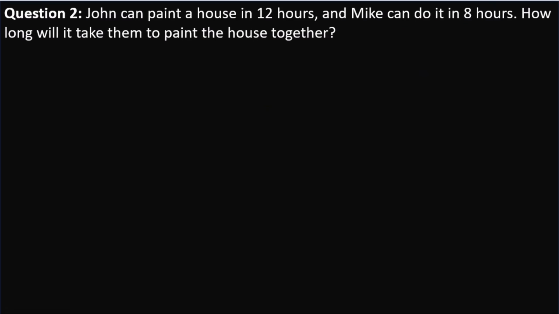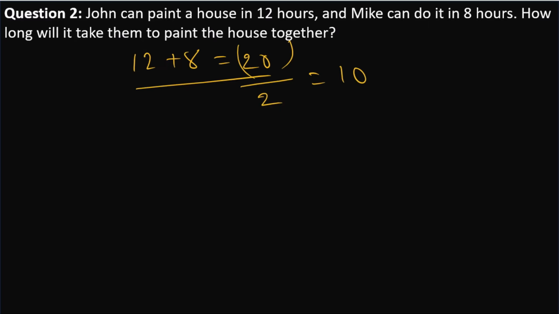So today our next problem is: John can paint a house in 12 hours and Mike can do it in 8 hours. How long will it take them to paint the house together? So here 12 plus 8 equals 20 hours. So here we need to find the average. So divided by 2 equals 10 hours.